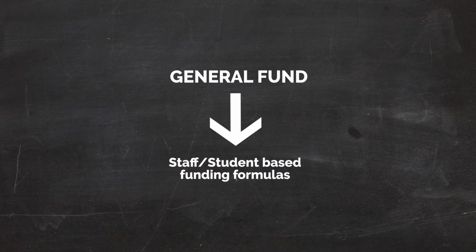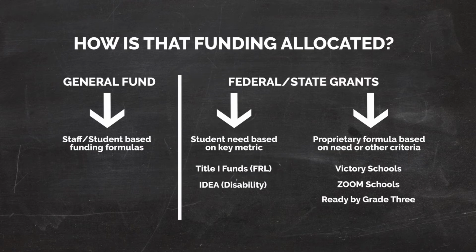And so what we do in the general fund is provide a staffing model to a school, not revenues per se, but a staffing model, and we allow for what we call full-time equivalent employees to be hired by the school. That's different when it comes to state grants and federal grants. Many times state grants and federal grants are appropriated to a school through a revenue process that is based off of a key metric or some proprietary formula based on need or some other criteria.